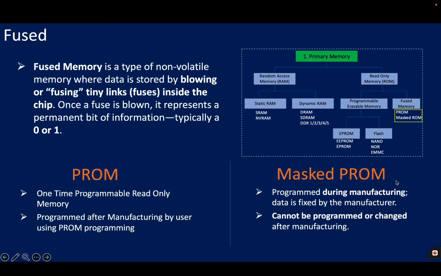On the other hand, a masked PROM is programmed during manufacturing. That means data is fixed by the manufacturer. Once it is shipped out of the factory, content cannot be changed.